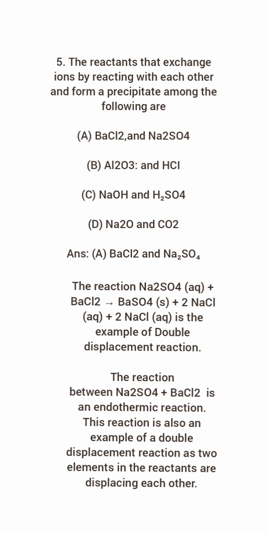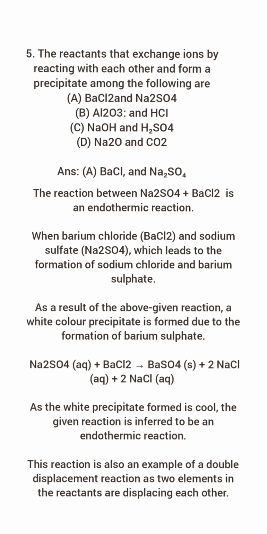Question number 5. Among the following, the reactants that exchange ions by reacting with each other and form a precipitate are option A barium chloride and sodium sulfate, option B aluminum oxide and hydrochloric acid, option C sodium hydroxide and sulfuric acid, option D sodium oxide and carbon dioxide. And the right answer is barium chloride and sodium sulfate.